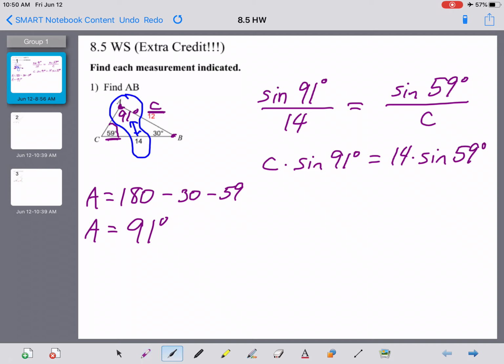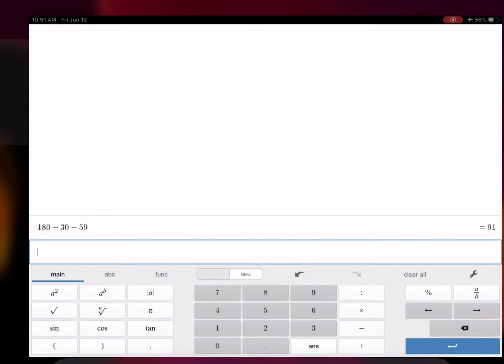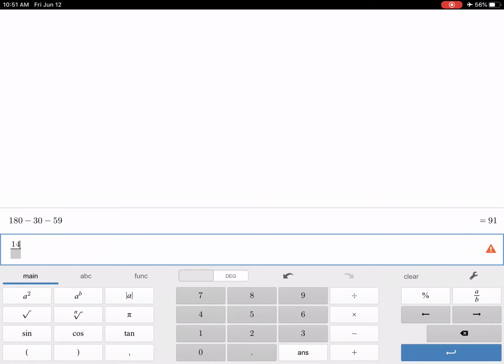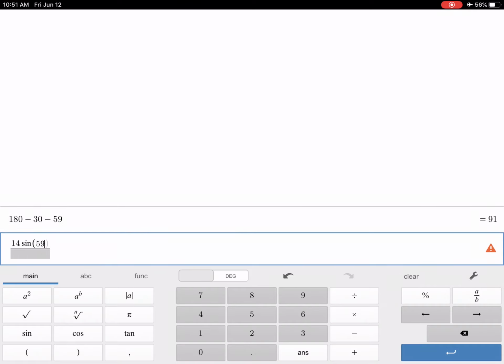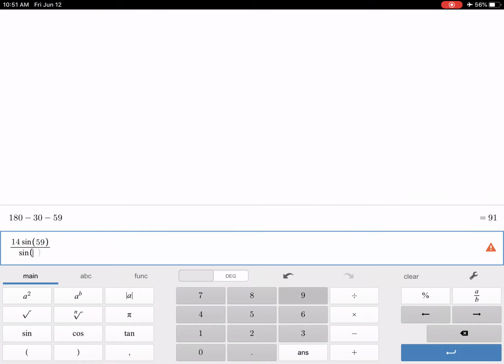And our variable is right here, c. It's being multiplied by the sine of 91, so we're going to divide both sides by the sine of 91 degrees. That is going to isolate our variable and get us our answer. So those sine 91s cancel out, and we get little c equals 14 sine of 59 up on top, close that off. And then down on the bottom, we're dividing all of that by the sine of 91 degrees.